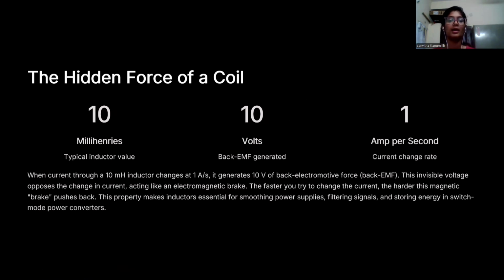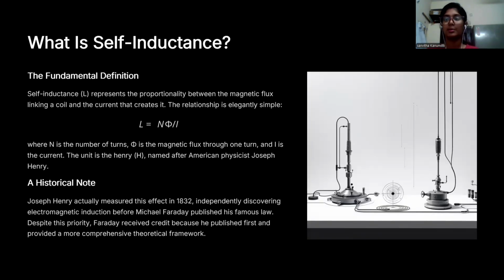So the hidden force of a coil is 10 millihenries, which is a typical inductor value, and 10 volts, which is the back EMF generated, the back electromotive force, at 1 ampere per second. So what is self-inductance? The fundamental definition is that it is represented by L, and self-inductance represents the proportionality between the magnetic flux linking a coil and the current that creates it. The relationship is elegantly simple. In the formula L = NΦ/I, N is the number of turns, Φ is the magnetic flux through one turn, and I is the current. The unit is the henry, H, named after American physicist Joseph Henry.